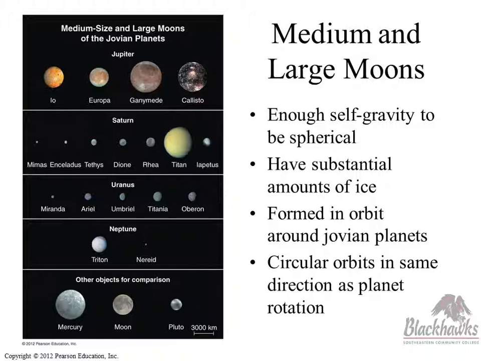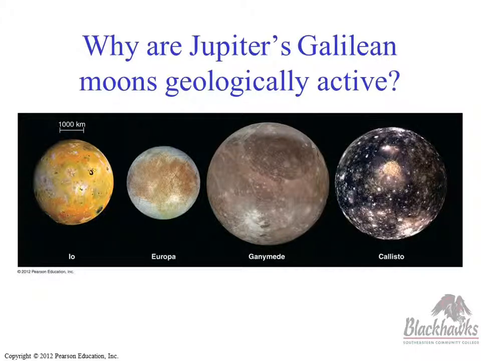Another thing, that last bullet up there, is that a lot of these moons are pretty big, spherical, and they orbit in the same direction that the planet spins. So the planets are all rotating on their axes, and the moons are orbiting and spinning. It's all kind of like the conservation of momentum. Oops, wrong way. So, starting with the moons that Galileo saw.